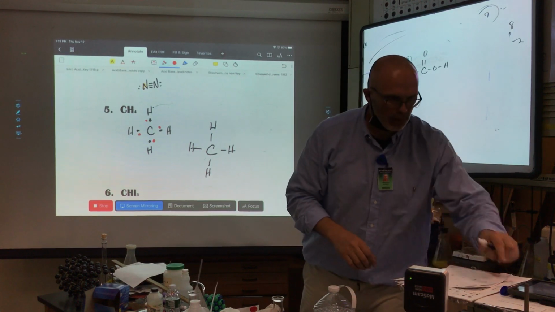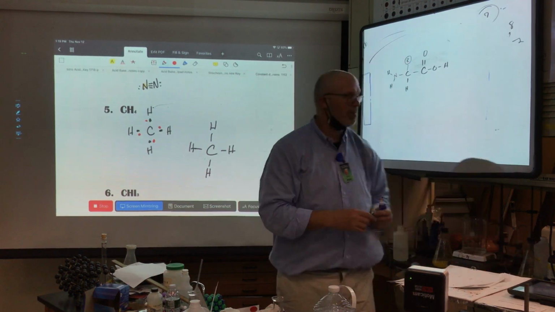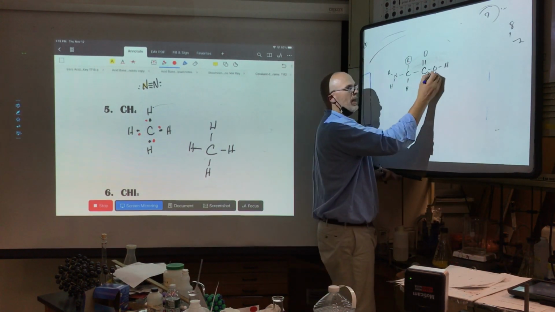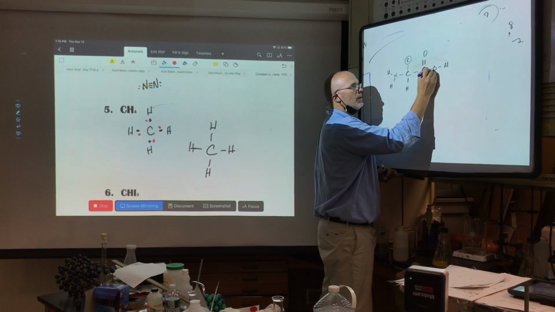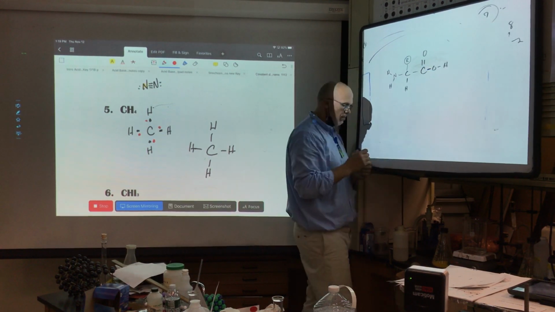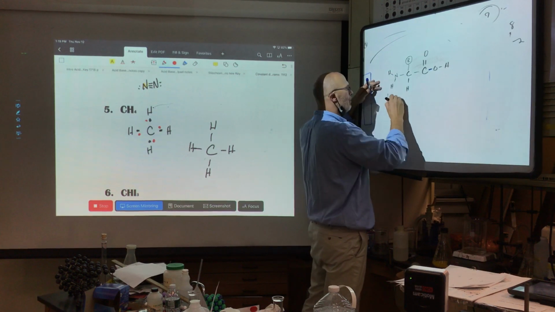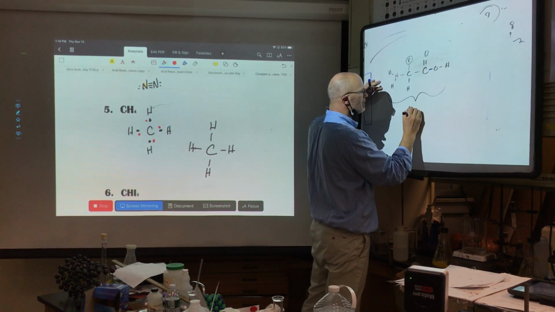Okay, now look at this for a second. Watch, party people. How many bonds does oxygen have? Two. This is called an amino acid. Party people, this is an amino acid.